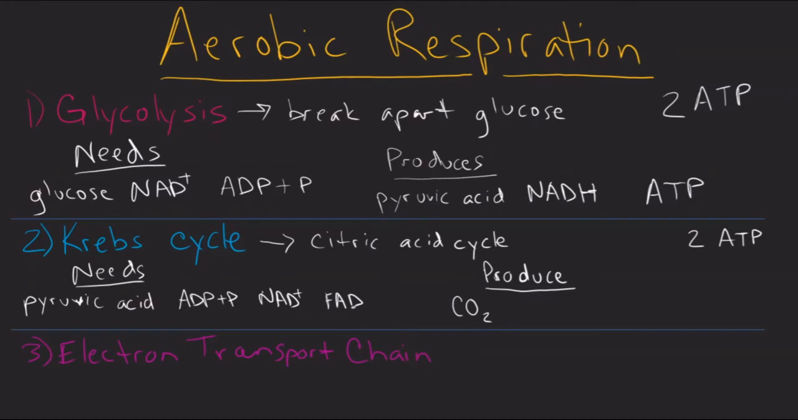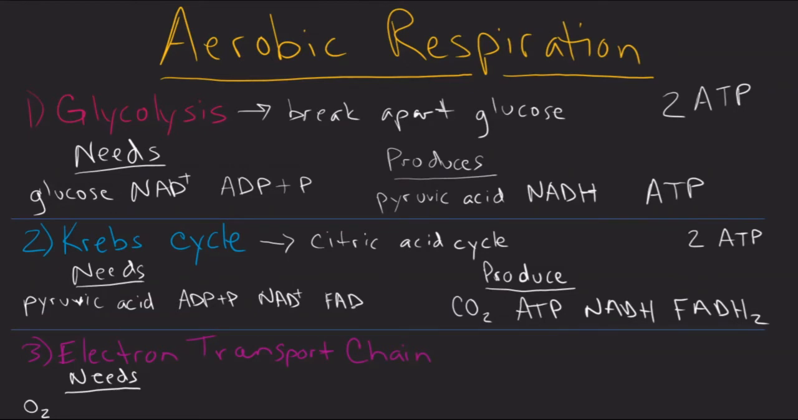And then, as I mentioned, we also produce ATP, NADH, and FADH2. That is the electron carrying version of FAD. If you'll notice what we're doing here, we're building up some things to ultimately get to the electron transport chain. Now, the electron transport chain, I'll go ahead and tell you, is the one that needs oxygen. That is what makes all of this aerobic.